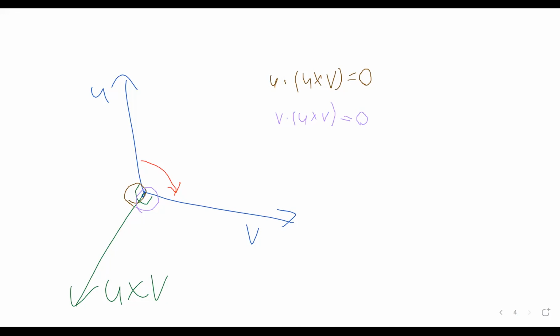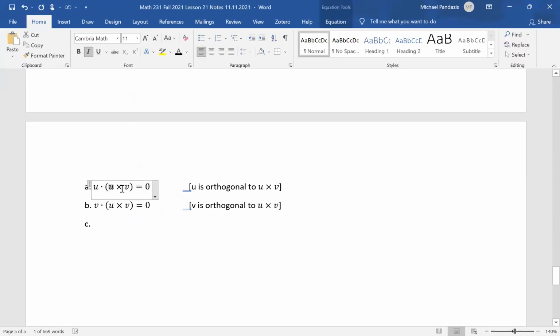But for u cross v, u is the first vector and v is the second one. So it's not exactly the same statement to say that the first vector dotted with the cross product is 0, and to say that the second vector dotted with the cross product is 0.